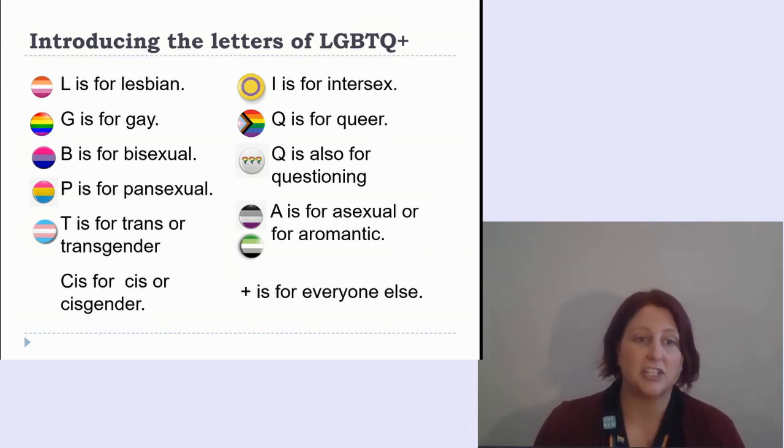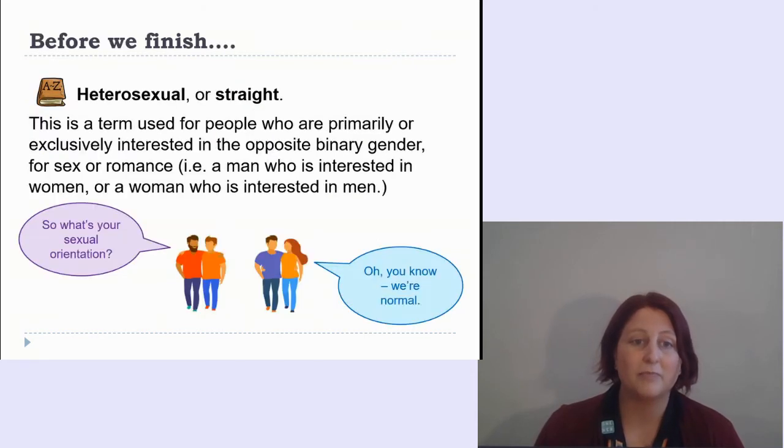Now, before we finish, another term to know about is heterosexual or straight. This is a word used for people who are primarily or exclusively interested in the opposite binary gender for sex or romance. For example, a man who's interested in women or a woman who's interested in men. Like the word cisgender, it may seem strange to you that I'm including this term in a talk about LGBTQ+ issues, but in fact, it's really important.